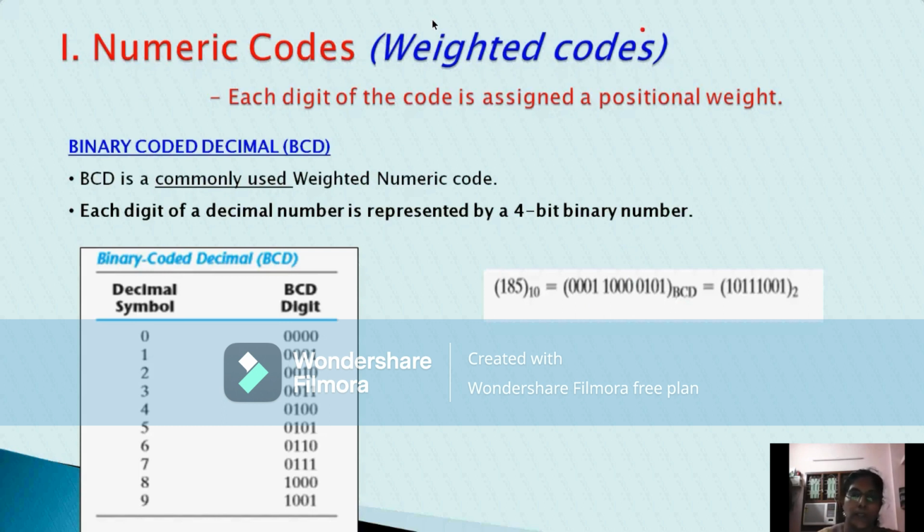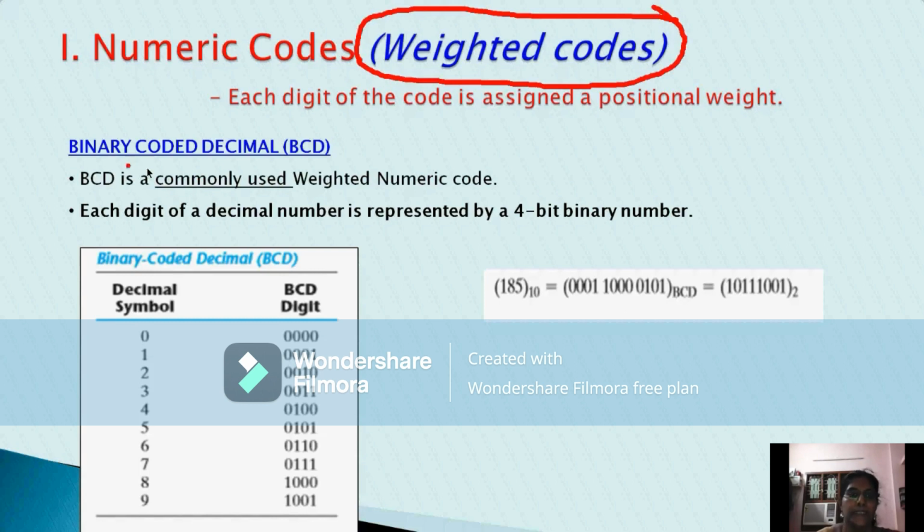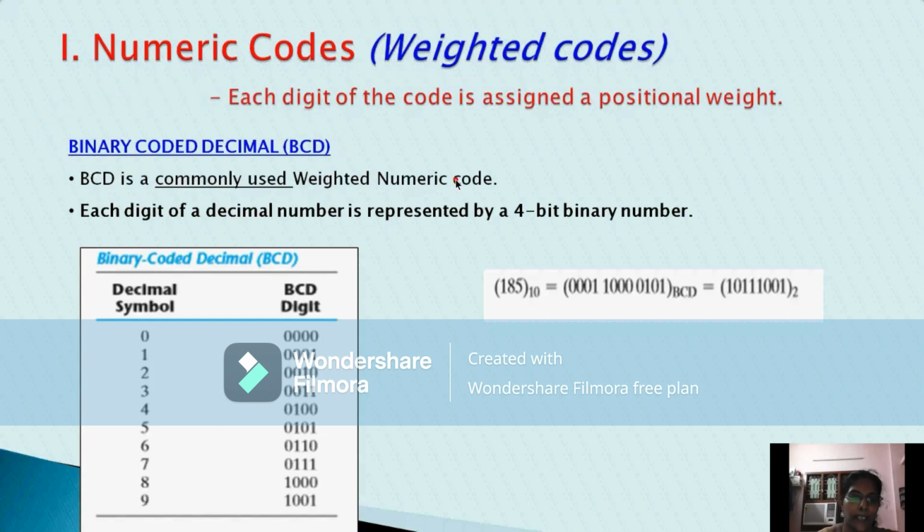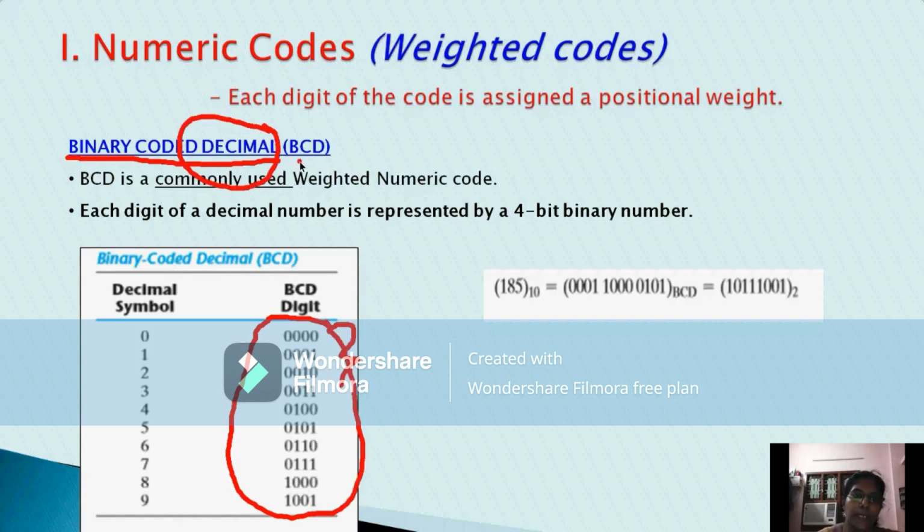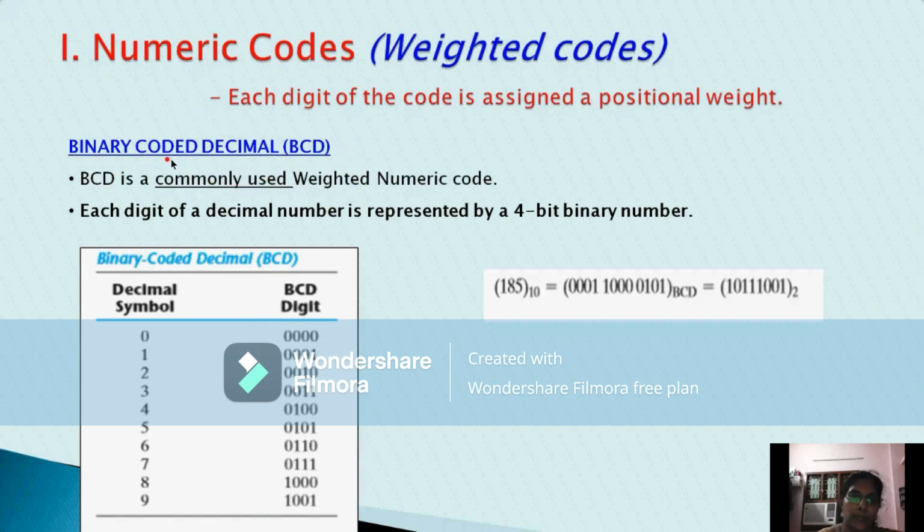Understood? So far I didn't tell you what is weighted code, what is non-weighted code. I just told about BCD. So, what is binary coded decimal? And one more thing, what is the expansion of BCD? Binary coded decimal. It is coded with binary digits, zeros and ones, and it is called BCD for the decimal numbers. Expansion, very, very important. Binary coded decimal.